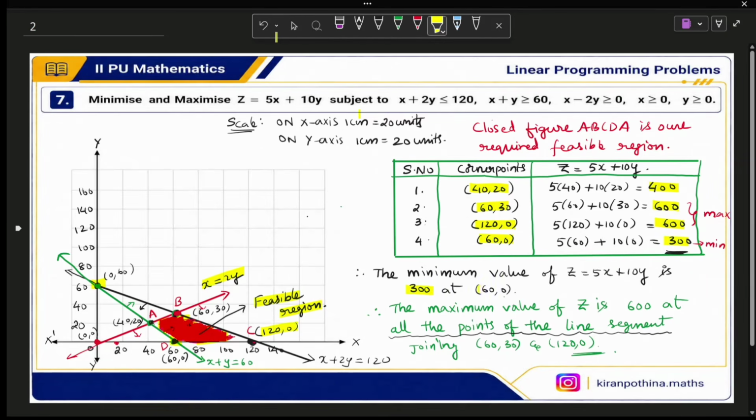But at which point? 60 comma 0. This is the minimum conclusion. Now the maximum value of z is 600, which occurs at 2 points, right? 60 comma 30 and 120 comma 0. Whenever we get 2 points like this, we have to write this line: the maximum value of z is 600 at all the points of the line segment joining them.